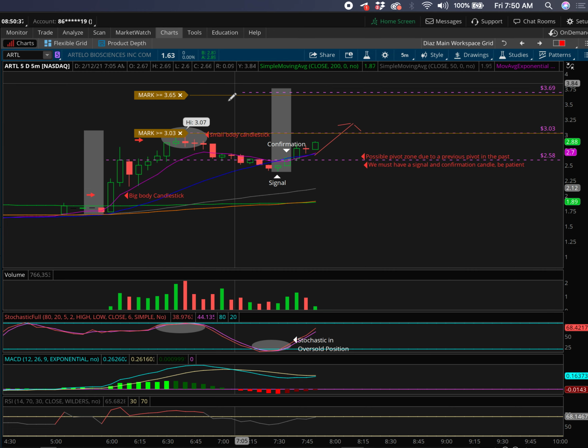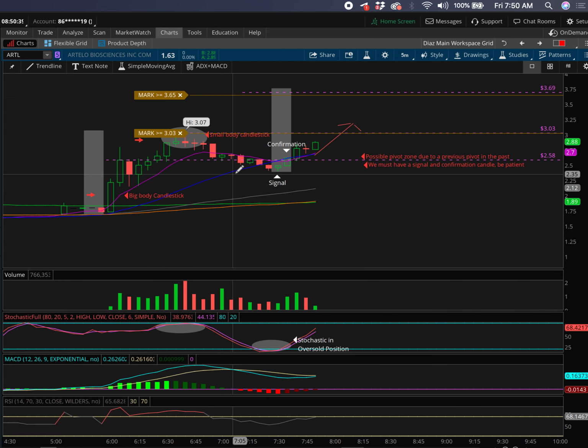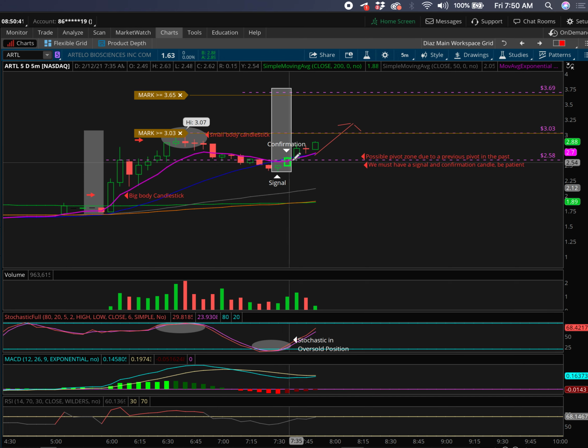Alright guys, so one thing I forgot to mention in our last video was the stop loss. So we would basically set our stop loss below the signal candle just to give us some room for any drawdown or anything like that.